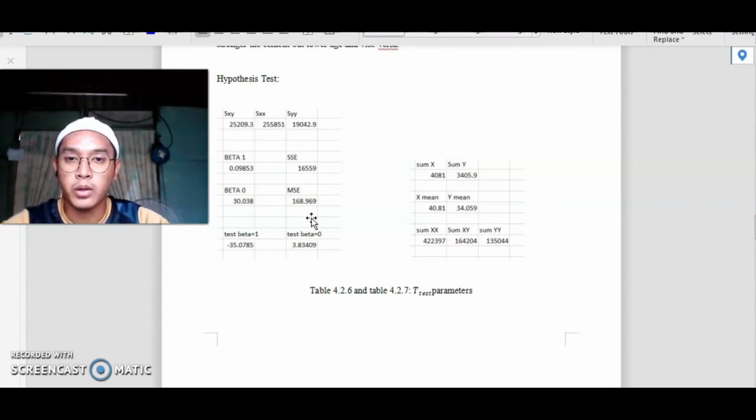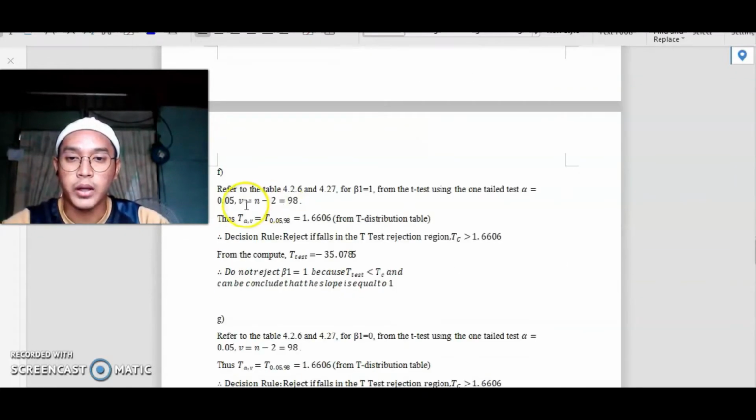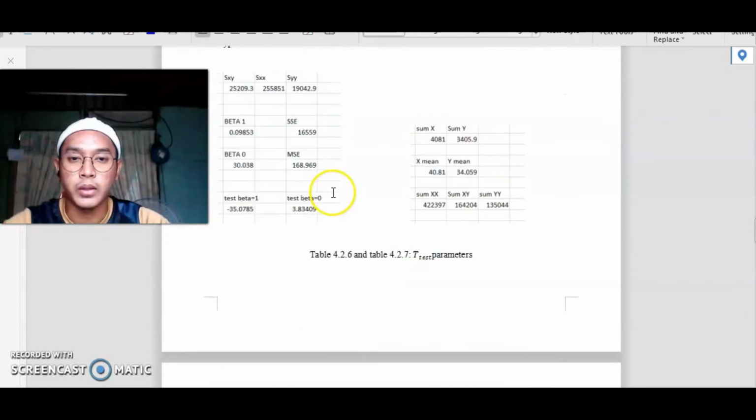Okay, I will present for the task F, G, H, and I. Okay, for the F, we refer to table 4.2.6 and 4.27. This one.